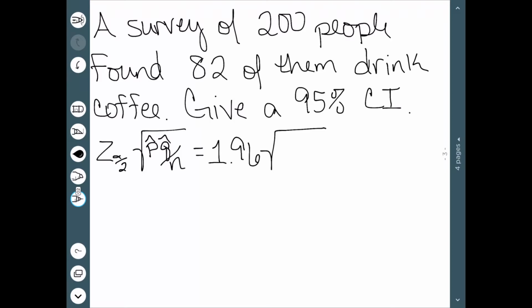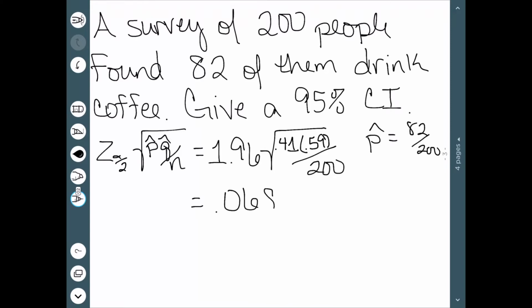Now what about P hat? As a quick side note, P hat is going to be 82 out of 200, the number of people that actually do drink coffee every morning. And if I work that out, I get 0.41. Q hat is then going to be everyone else, which would be 0.59, divided by my sample size of 200. And when I work this out, I get 0.068.